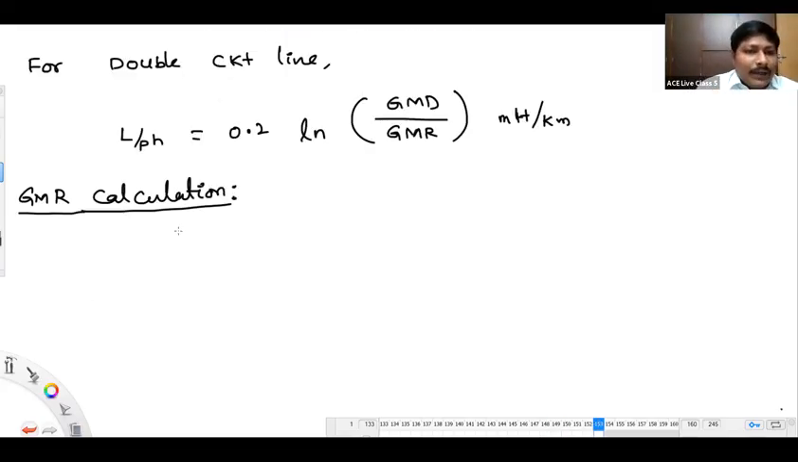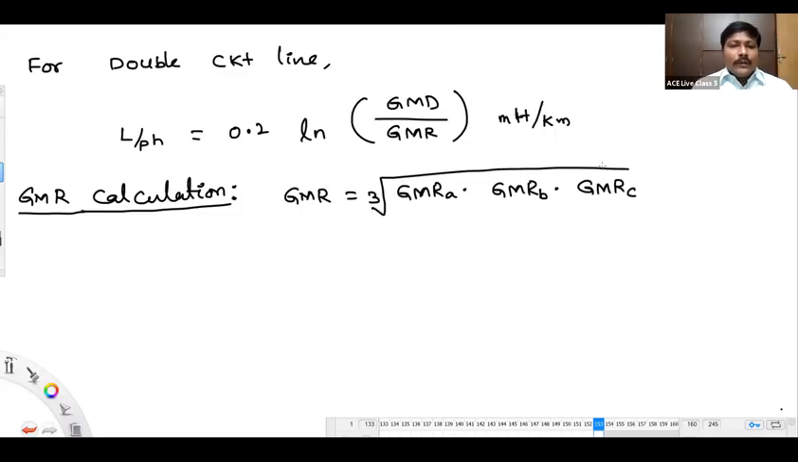So I can say GMR is nothing but the phase A, phase B, phase C GMRs under a cube root. So it will be the cube root of GMR A, GMR B, GMR C.